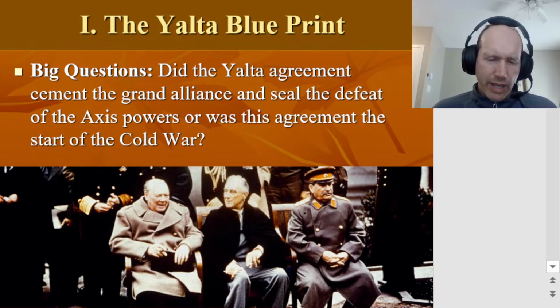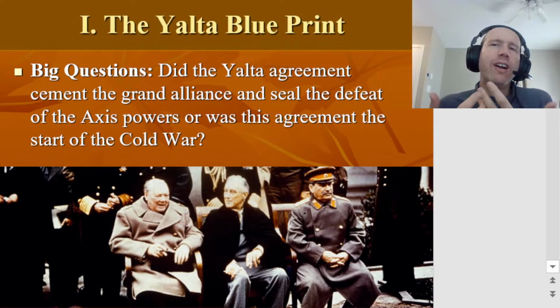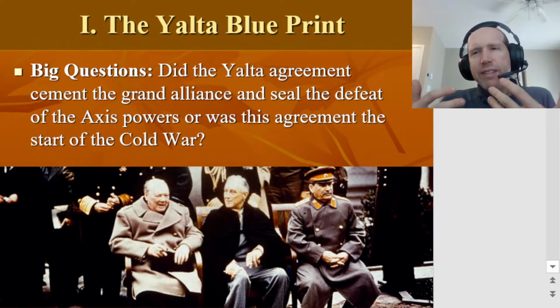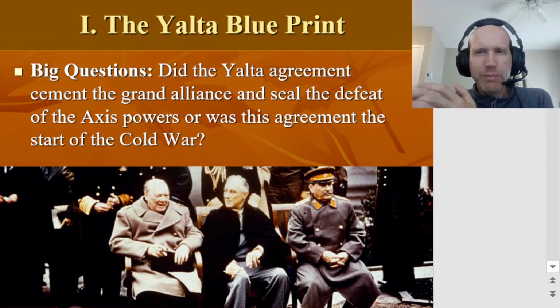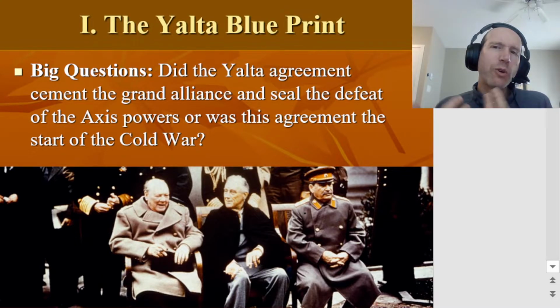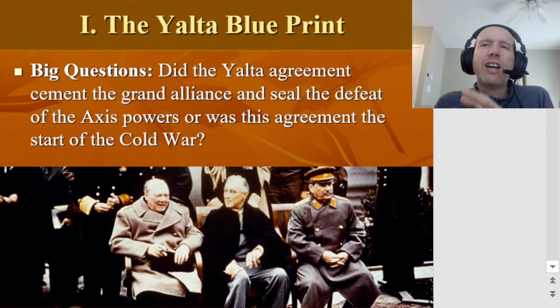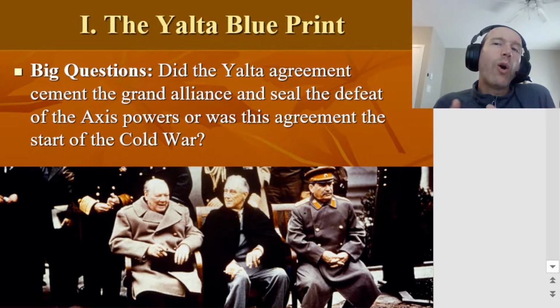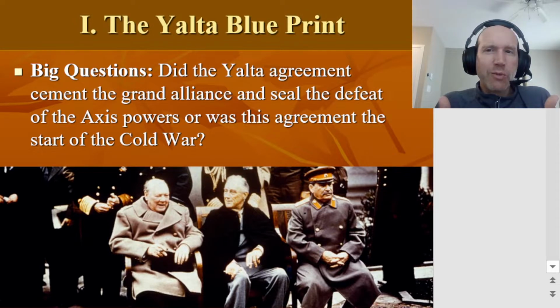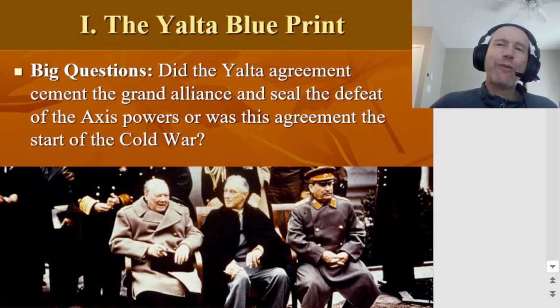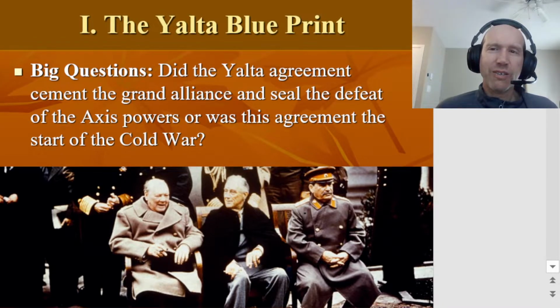The Yalta Blueprint. So what we're going to do in this particular module is to explore the Grand Alliance by looking at the basic background and the negotiations that shaped the Yalta Agreement in February 1945. And the question we want to explore is whether this agreement either sealed the Grand Alliance's determination to crush Hitler and defeat the Axis powers, or if instead this agreement was nothing but an agreement to leave one's disagreements for another time, and therefore was in essence the start of the Cold War.